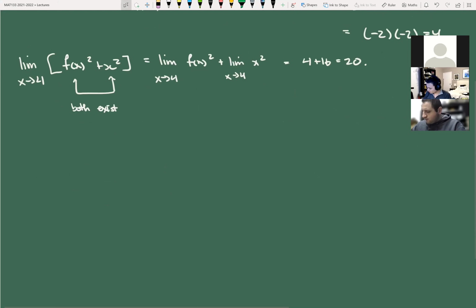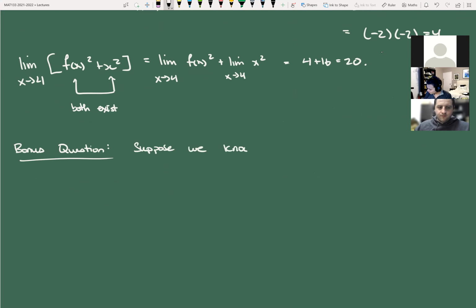Okay, here's a question that I have for you. So here's maybe like a bonus question. I think this one's probably from the textbook questions. So suppose we know, and Curdy, I think this is related to what you're asking, but tell me if I got it wrong. Suppose we know that this limit exists: the limit as x approaches 2 of f of x times g of x exists. Must the limit as x approaches 2 of f of x exist?